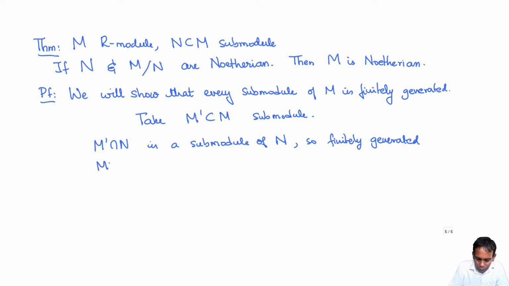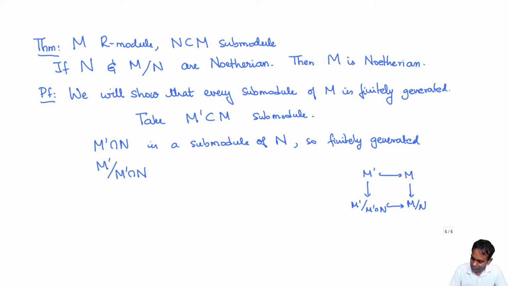And now I want to take M prime modulo N, but N is not a submodule of M prime, so I have to take M prime modulo M prime intersect N. Now the inclusion map of M prime into M, so you have M prime goes into M. It's just a submodule, so I just take the inclusion map, and I have M mod N, the quotient map, and I have the quotient map M prime mod M prime intersect N. And it's not hard to show that this is an injective map.